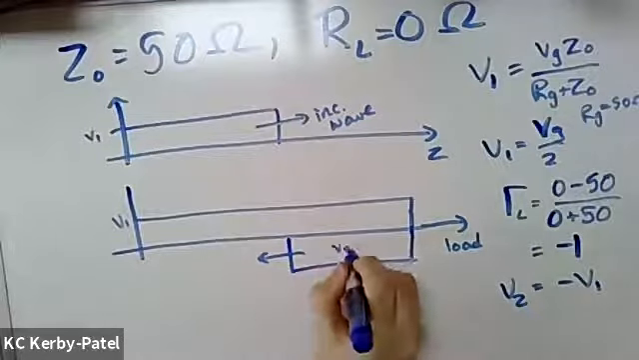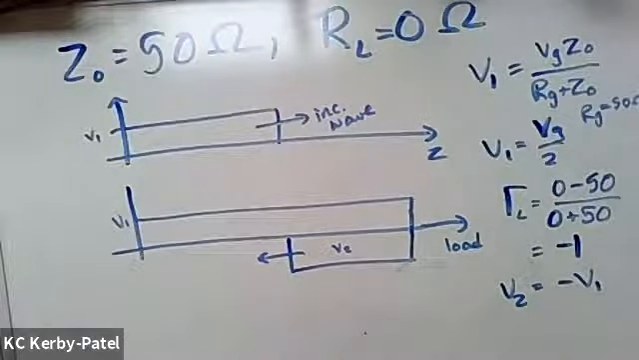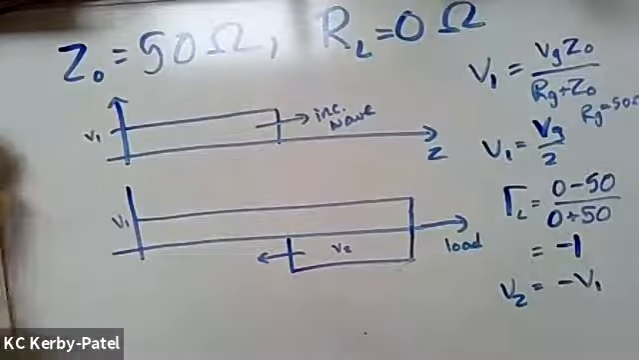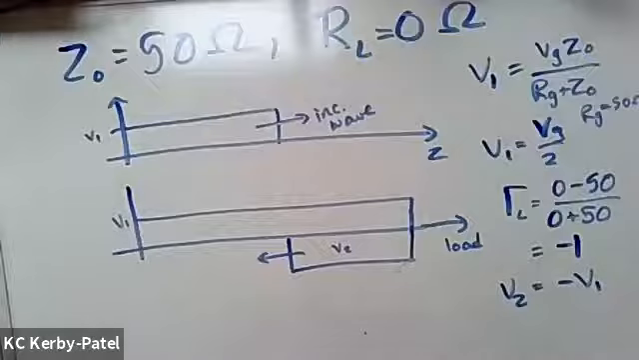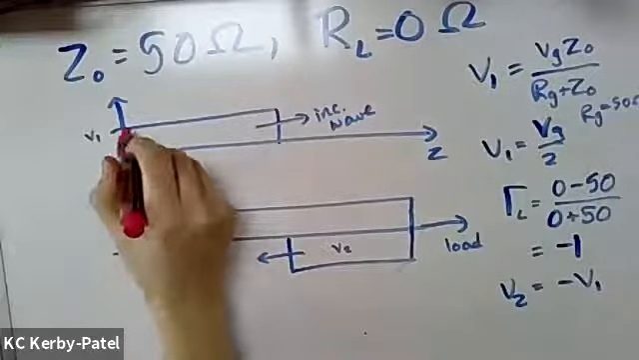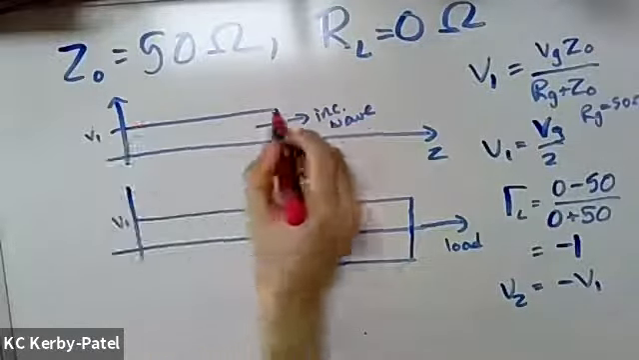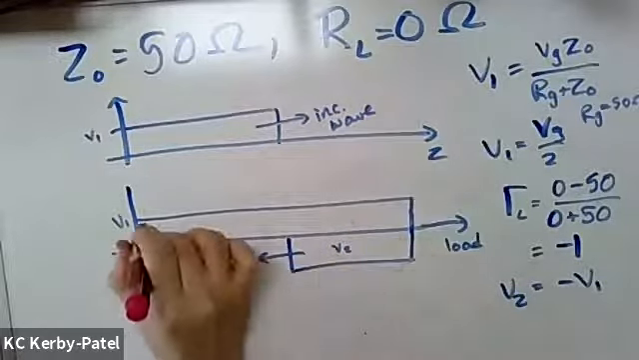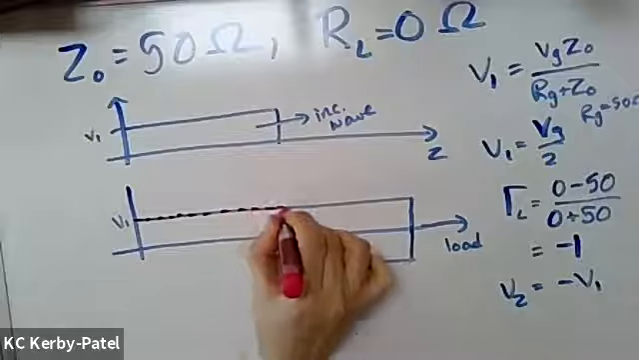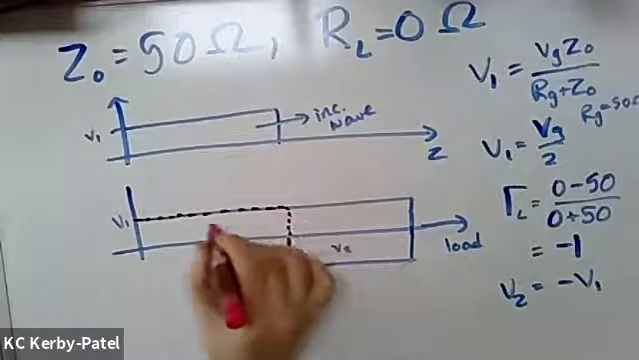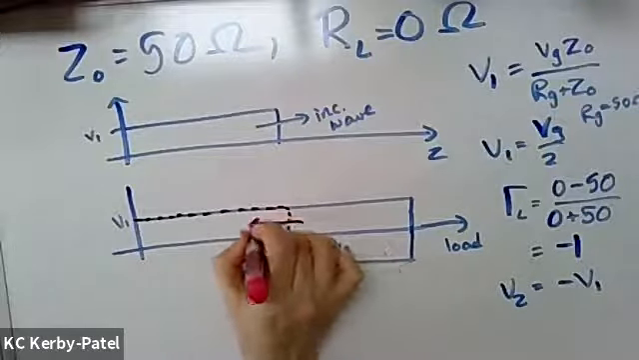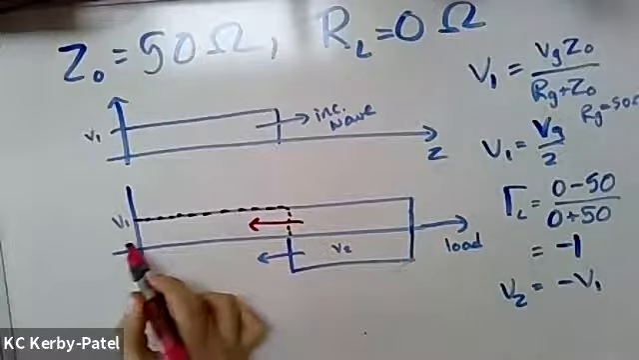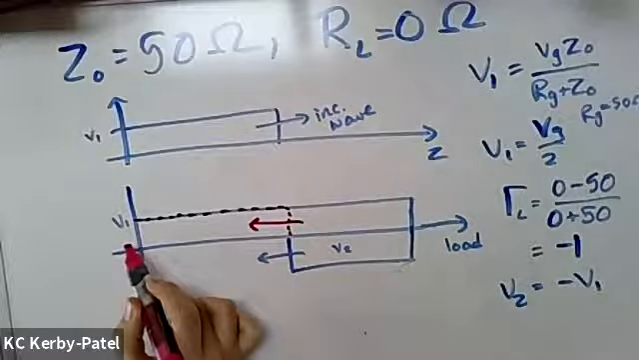This is V2 on here. Which means if I look at the total voltage on this transmission line as a function of position, it looks like this. Voltage went all the way down to the load and then hit the load and then started becoming zero as it came back. So it looks like it's doing this, and then this point where it is zero is moving back towards the load again.